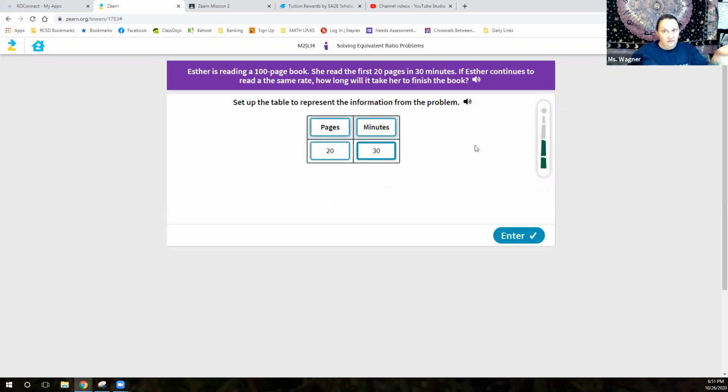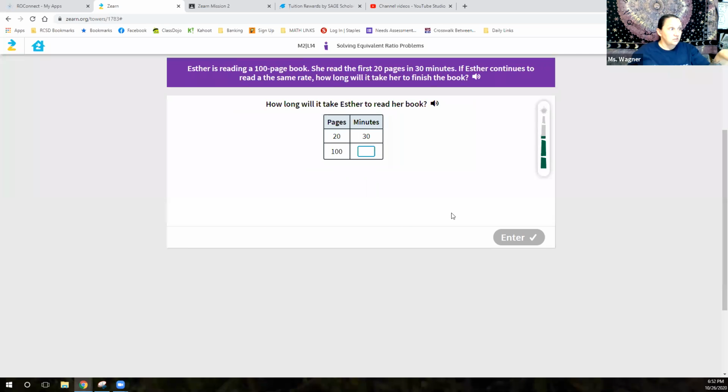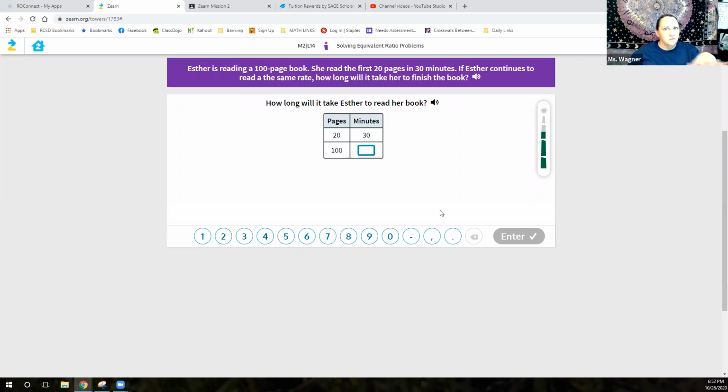Oh, so here we set up the table. And the next part is we're going to find out going from 20 pages all the way to 100 how long that's going to take. So we need to set up the table first. I love tables. I love ratio tables. And then we're going to keep the relationship the same, so we're going to look for that pattern. How do I get from 20 to 100? Or think of it as 2 and 10.